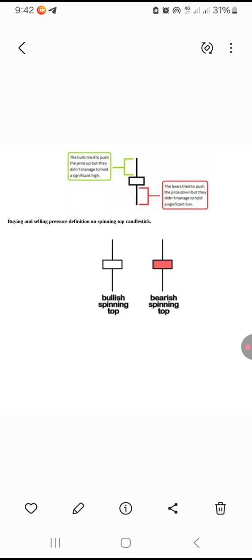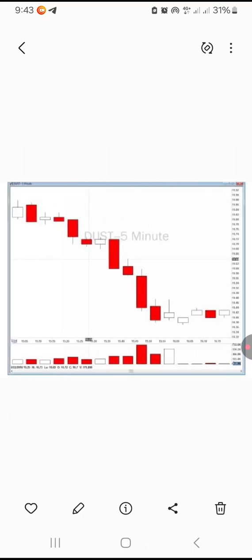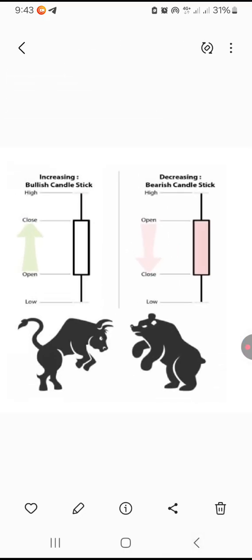A doji is simply an indecision candle. It is showing that these people are spinning tops. Are you there? Spinning tops are candles that have similar-sized high wicks and low wicks. So this is what a wick is. A wick is this tiny line. Let me show you.